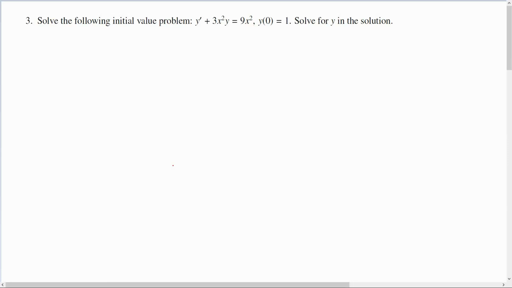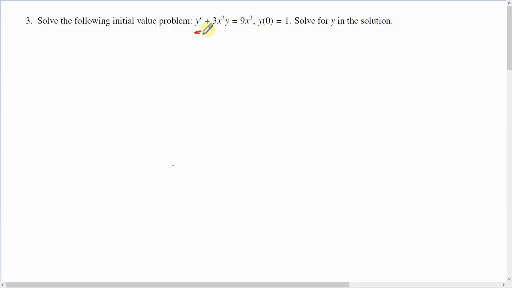Number 3, we've got an initial value problem. And so when I look at this, I can see that this is first order and it's linear. This one's also separable. If you bring this 3x squared y to the other side and factor out the x squared, you can separate it. I'm going to solve it as a first order linear, but it is your option. You should get the same result either way.